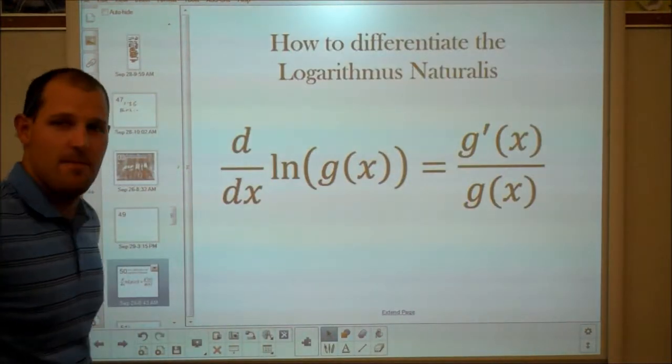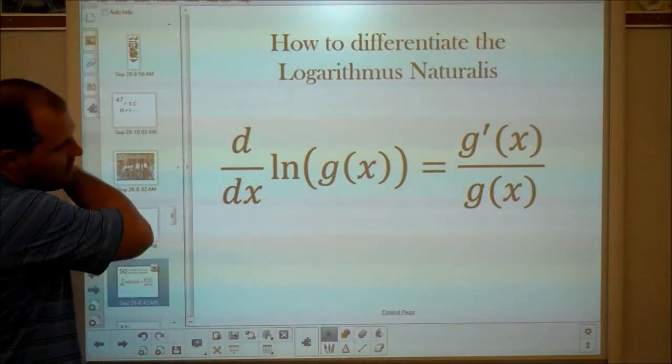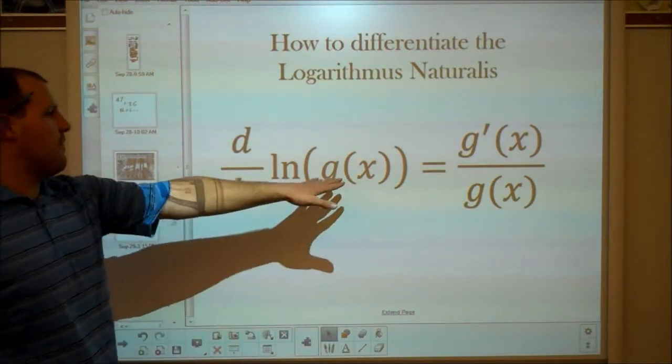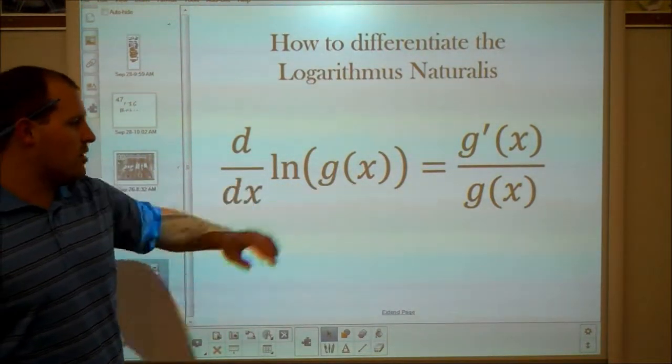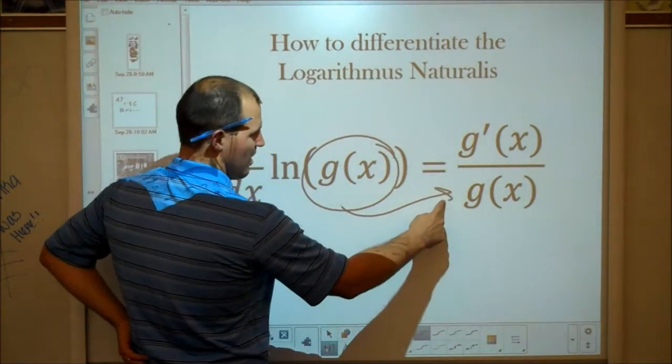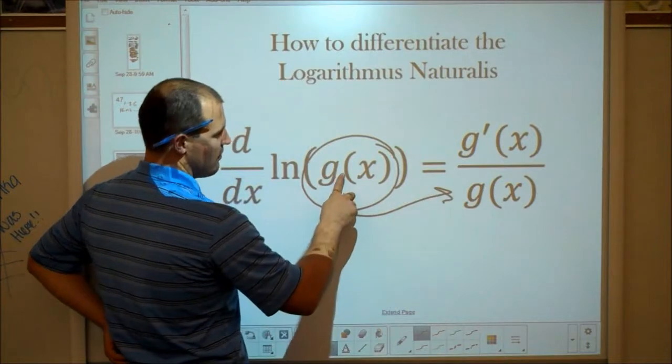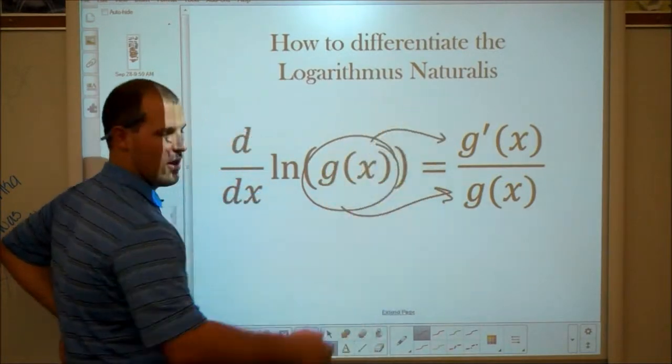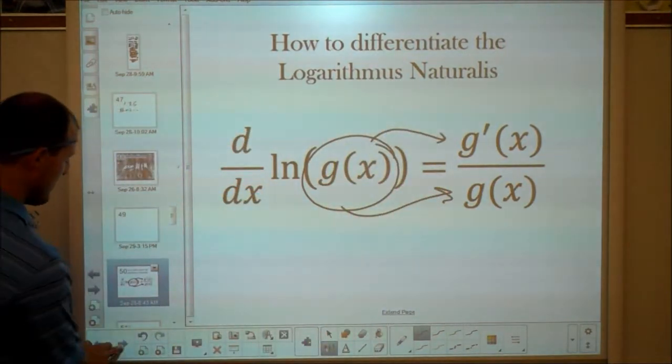Let's start with the logarithm. Okay, here it is. If you want to take the derivative of some natural log that has some function on the inside of it, all you do is you take that stuff in there, I'm going to call it the guts, and you rewrite that on the bottom of a fraction. You take the derivative of those guts, and you write that in the numerator. And that's all it is. Okay, let's look at some examples and get really good at it.